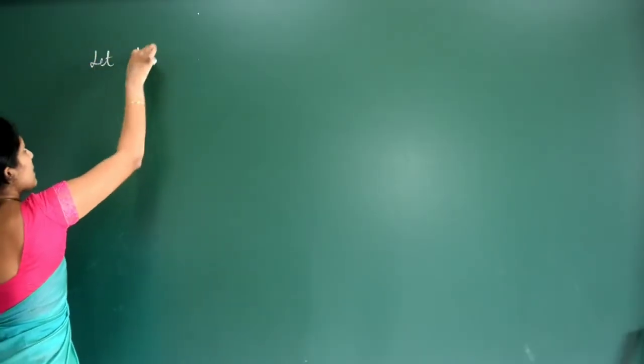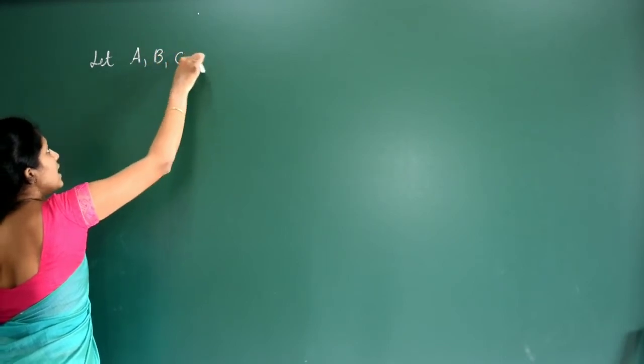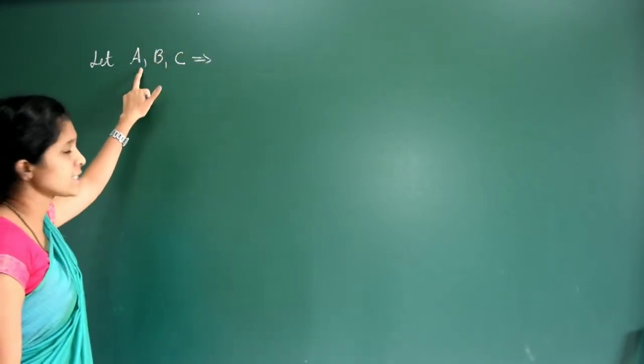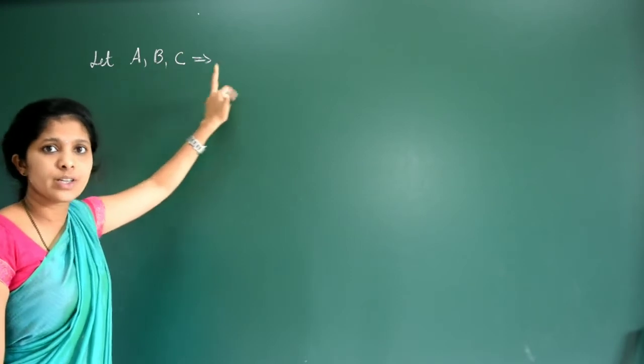Now see here. Let me consider A, B, C are the events that the first, second and third oranges drawn are good.